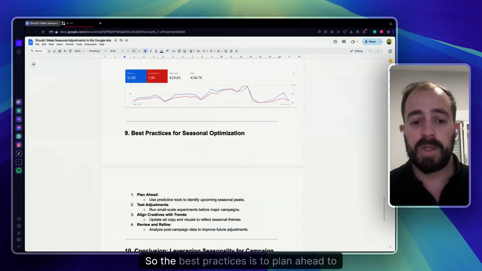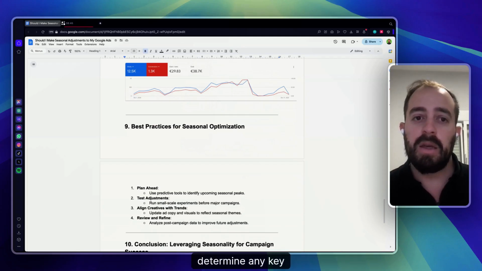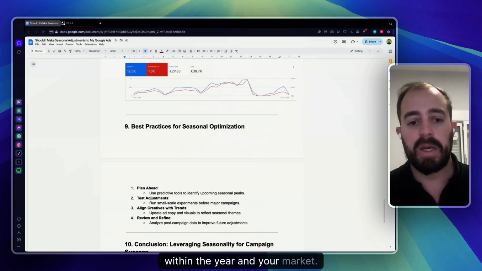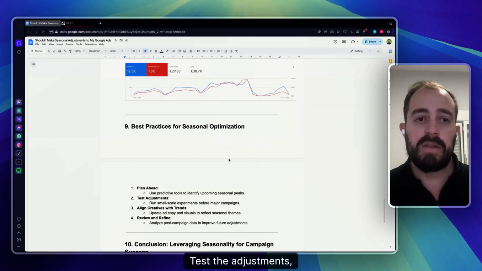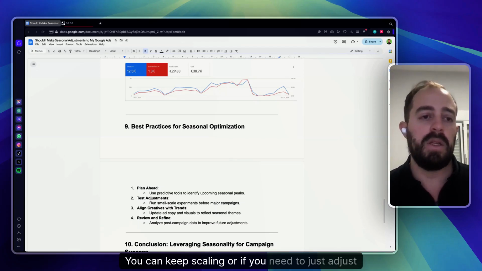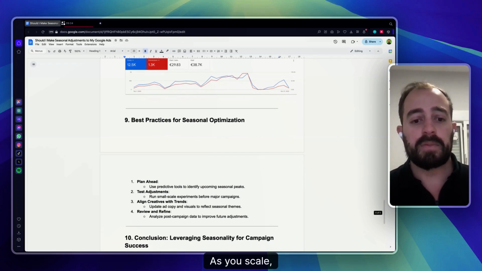So the best practice is to plan ahead, to determine any key peaks within the year and your market. Test the adjustments, see if as you scale the campaigns, it's still profitable. You can keep scaling, or if you need to, just adjust the target CPA or target ROAS to make them more profitable as you scale.